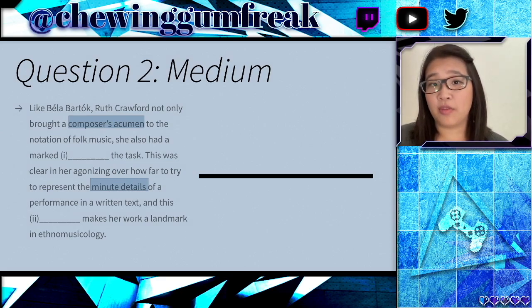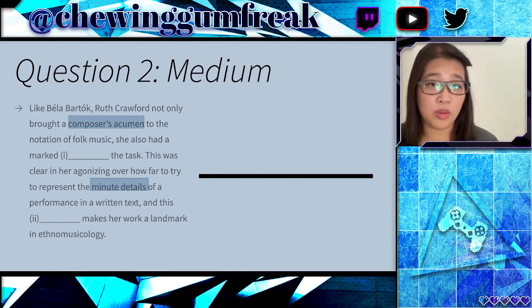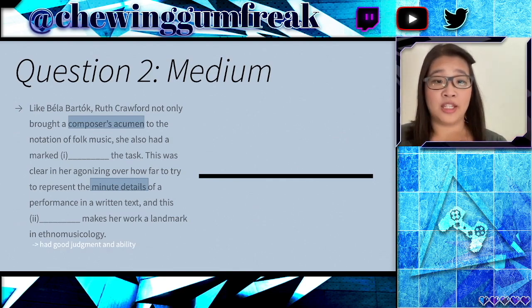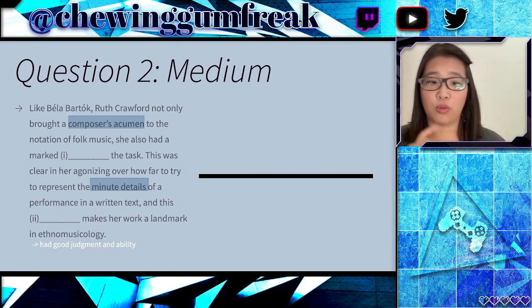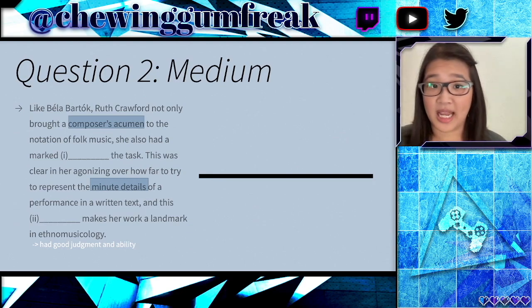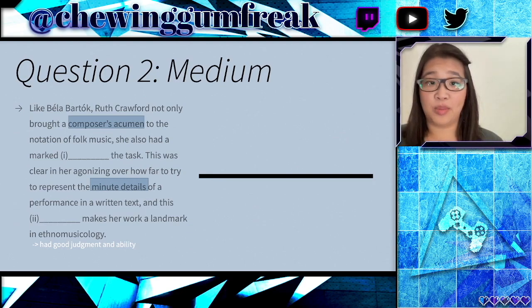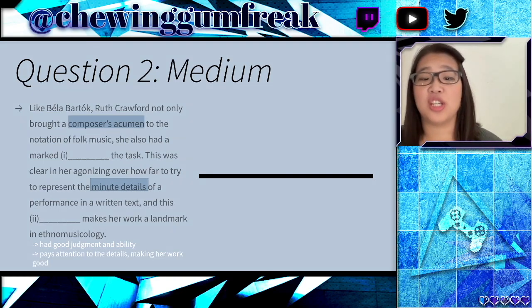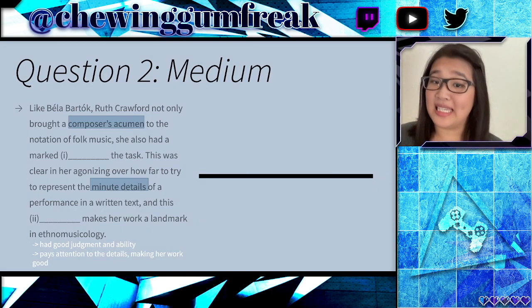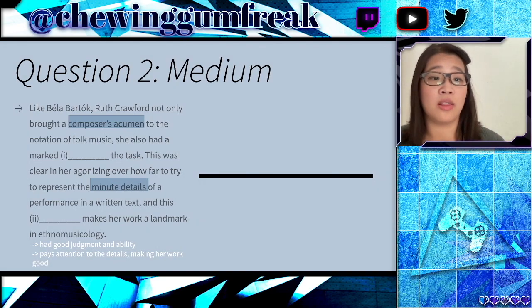Remember, for this type of question, when you have a double blank, you'll have 3 answer choices for each of the blanks. And just to review, we want to ensure that Ruth Crawford has good judgment and ability as designated by the word acumen, and she pays attention to details. So those are the minute details. So you can assume here that she does quite good work.